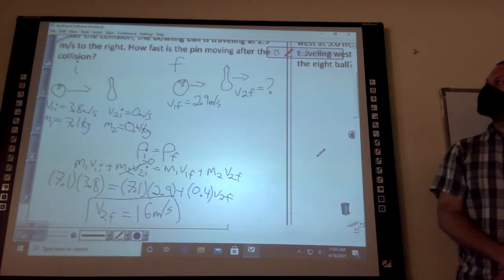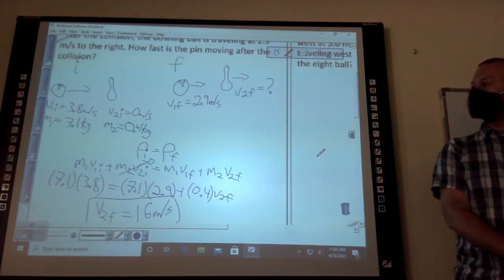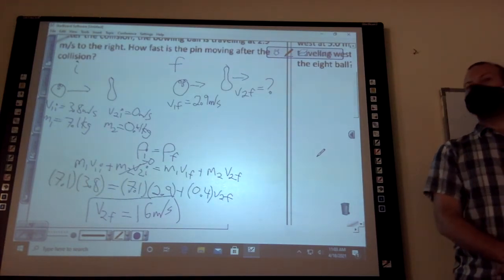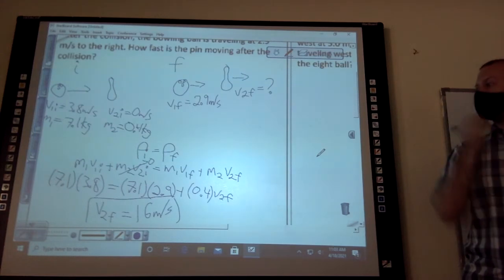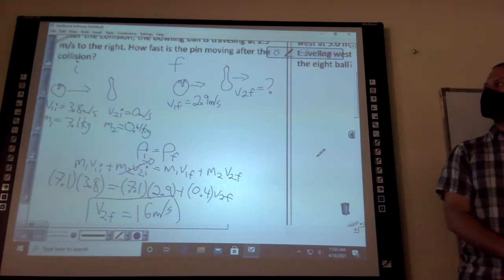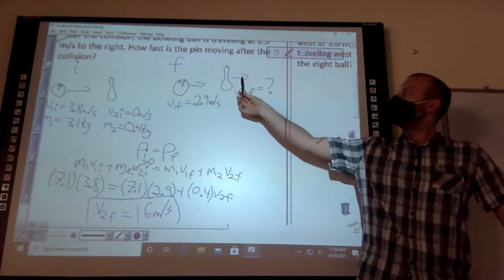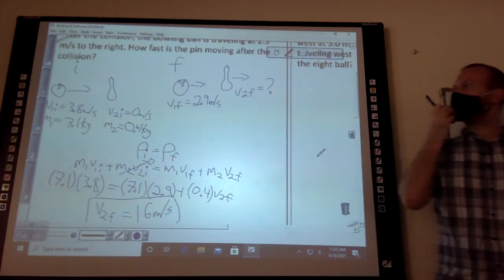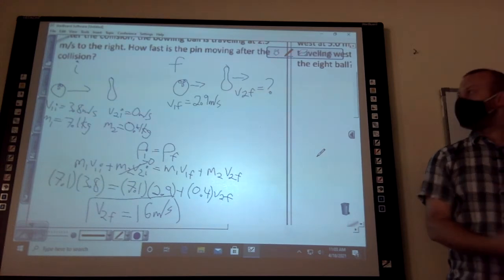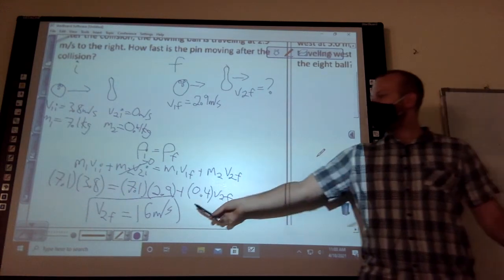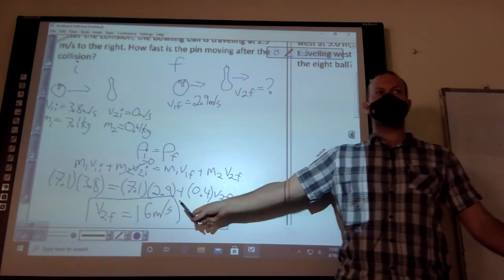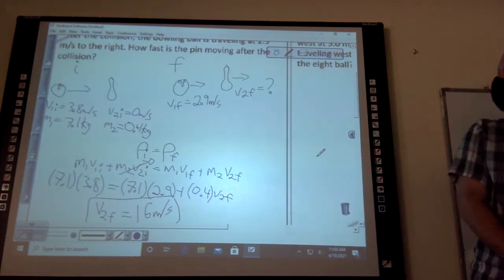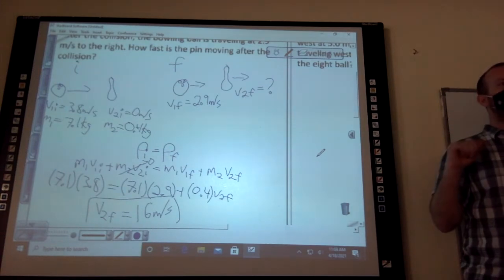If it said, what's the velocity of the pin? Do I need to put the direction? Well, it depends. So yes, I need to somehow see that you put direction. The thing is, here I showed what direction I'm going. So if you draw the diagram, you've already given me direction, and that's fine. If you do not draw the diagram, your answer should have a direction. But that's if it's asking for velocity. Any questions with that? The process?